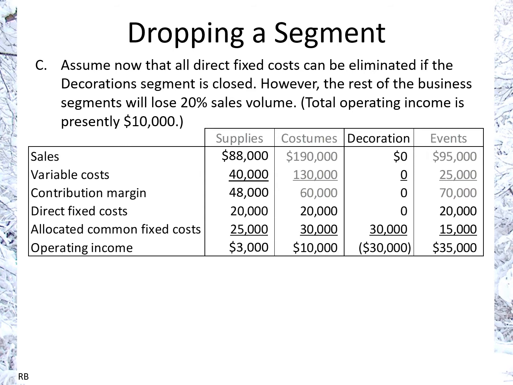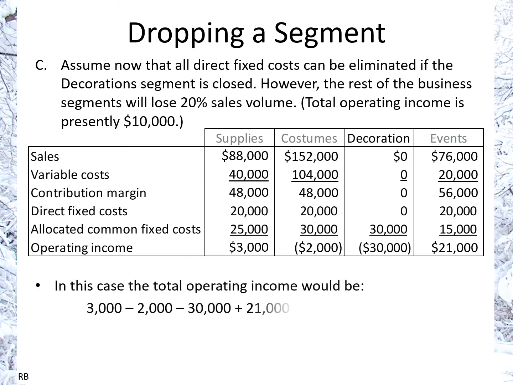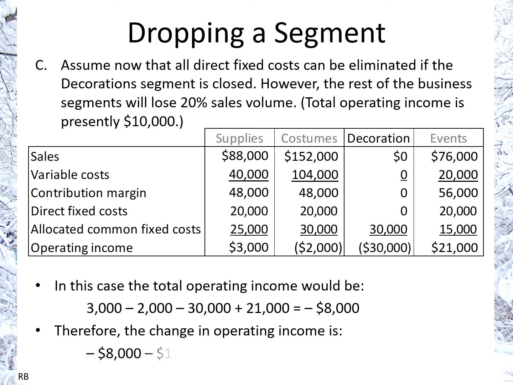Now the costumes, the 190 and 130 become 152 and 104, so they're looking at a contribution margin of 48 and an operating income of 2,000. Now the same with events, 76, 20, 56, and we'll end up with 21,000. So in this case, the total operating income is the 3,000 plus the 2,000 minus 30,000 plus 21, so we're at minus 8,000. So the change in operating income, recall we were at 10,000, so it's minus 8 minus 10, so that's a negative 18,000. So it's an $18,000 loss in operating income if we close the decoration segment.